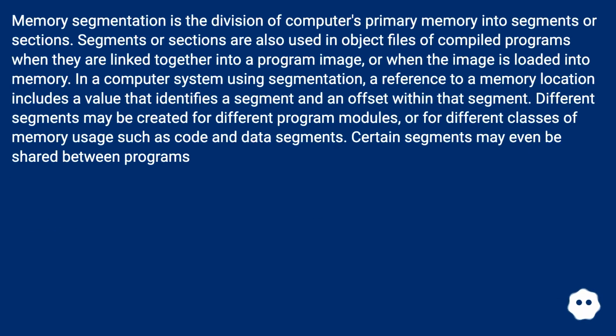Memory segmentation is the division of a computer's primary memory into segments or sections. Segments or sections are also used in object files of compiled programs when they are linked together into a program image, or when the image is loaded into memory. In a computer system using segmentation, a reference to a memory location includes a value that identifies a segment and an offset within that segment. Different segments may be created for different program modules, or for different classes of memory usage such as code and data segments. Certain segments may even be shared between programs.